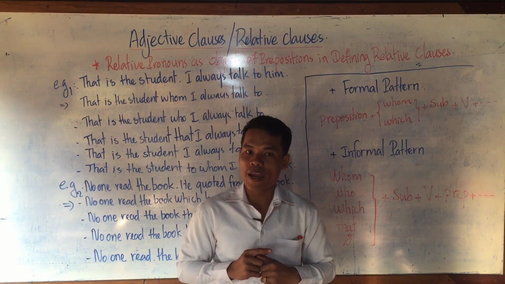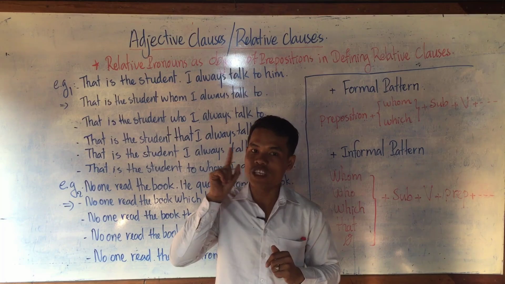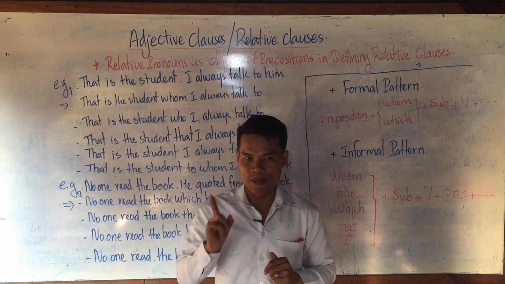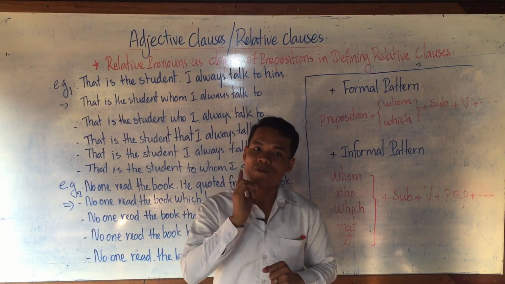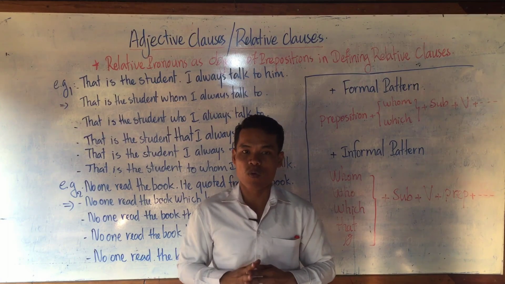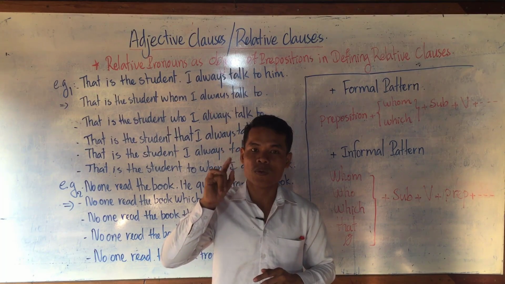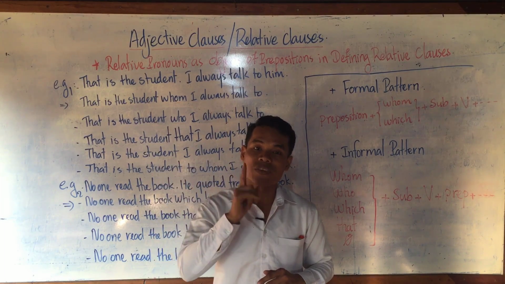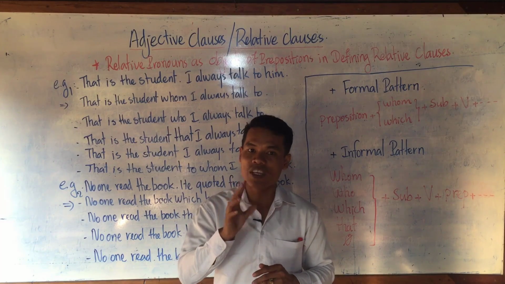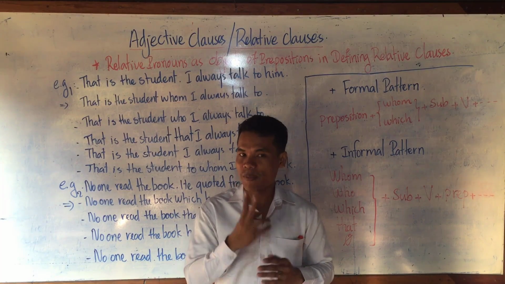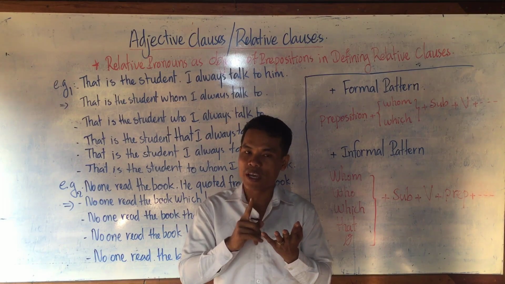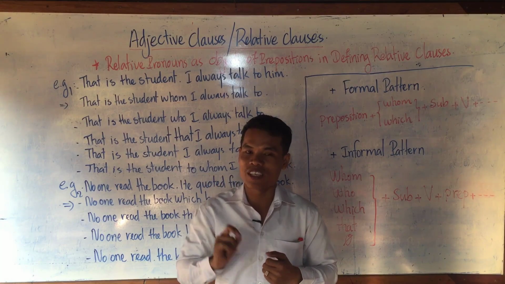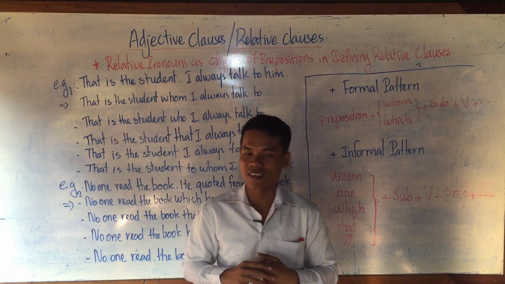In a formal way or pattern, we can write preposition plus who plus noun plus subject plus verb. It is called the formal way. But in the informal way, we can write who plus noun plus subject plus verb plus preposition. We refer to the verb preposition that we use in our adjective clause. So remember that when we use the formal way, the preposition is placed in front of who plus noun as the object of verb preposition. So it is really formal.